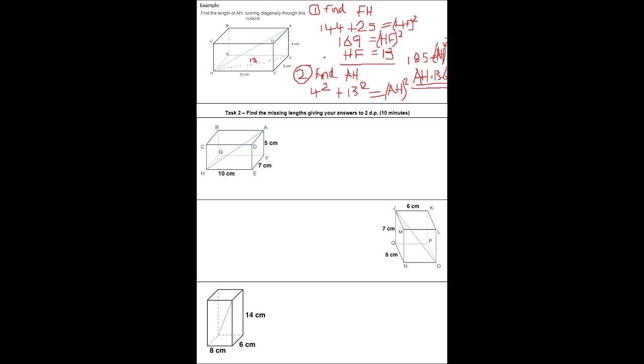I do apologise for running out of space, but hopefully that's quite clear. Find the hypotenuse of one of the flat sides, one of the flat edges, and then use that as the shorter side to find the hypotenuse you're looking for.